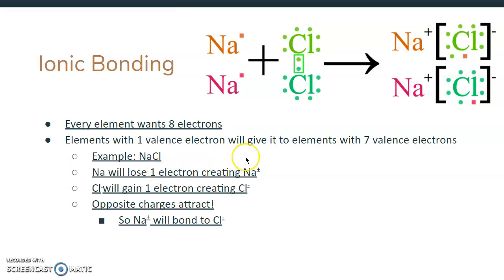These words are just a shortened way of saying what I just said. Chlorine will gain 1 electron, creating chlorine minus. Sodium will lose 1 electron, creating sodium plus. And then because opposite charges attract, we will create a NaCl compound.